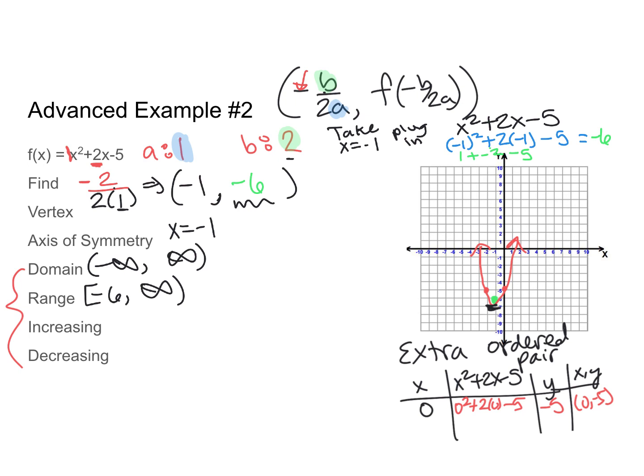And then I'm increasing from -1 to infinity. And that is represented here, -1 to infinity. And I'm decreasing from -infinity to -1.